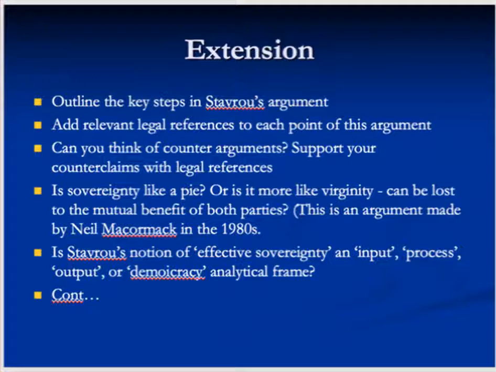And then for further extension work, you might want to think about questions like, is sovereignty really like a pie? So if somebody has some of it, someone else can't also have the same piece. Or is it more like virginity, which can be lost to the mutual benefit of both parties under circumstances, of course, of appropriate consent? This is an argument that's been around for a while, since the 1980s, I think, originally made, I believe, by Neil McCormack.